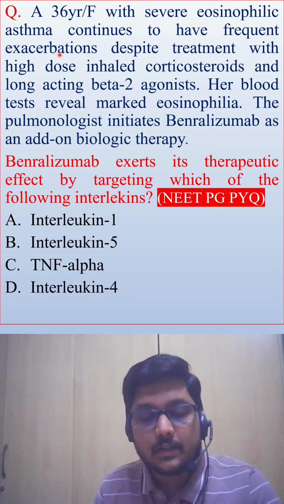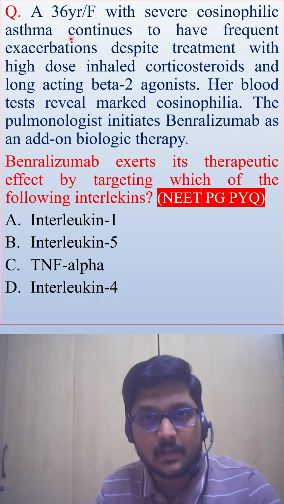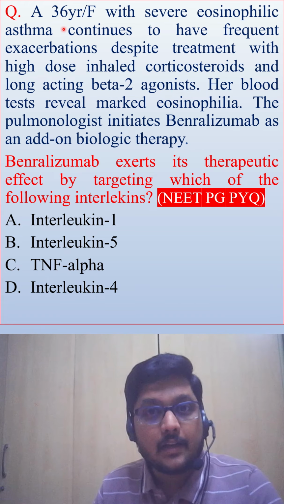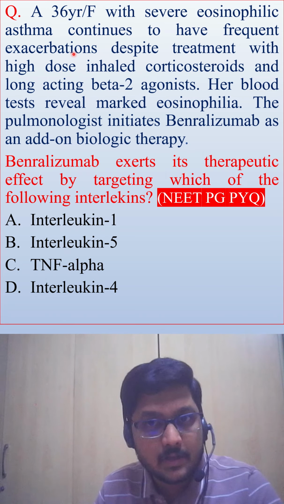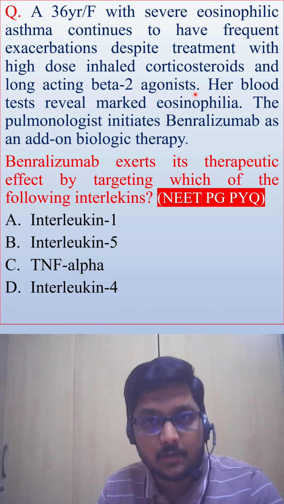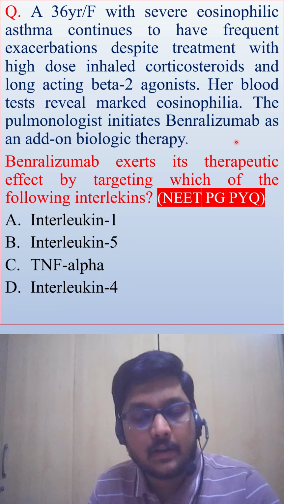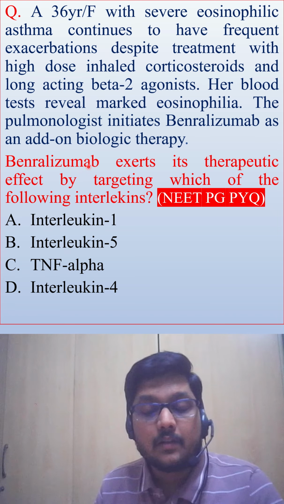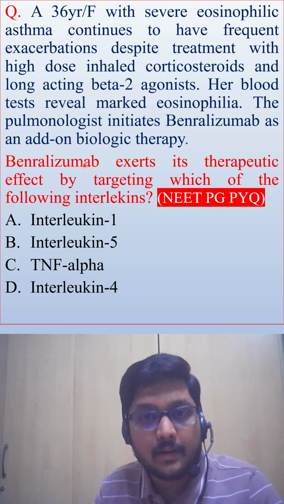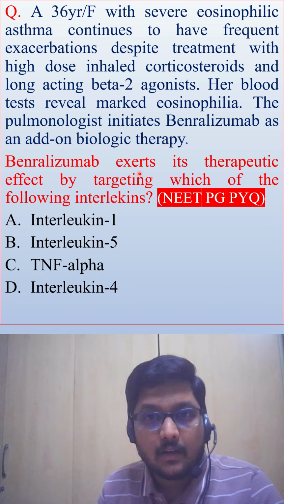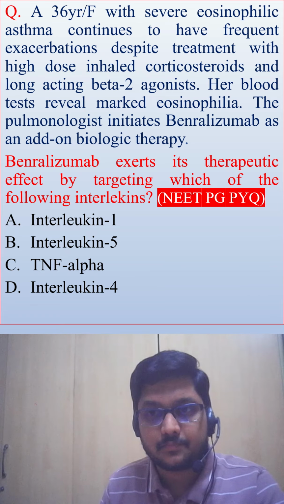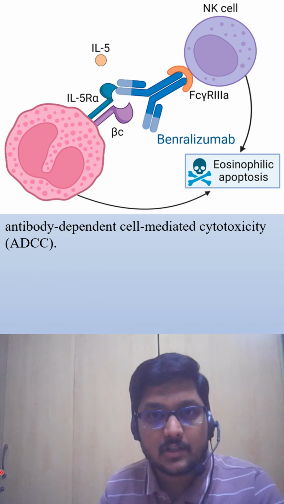Okay, so here the question is as follows, as per NEET PG previous year questions. A 36-year-old female with severe eosinophilic asthma continues to have frequent exacerbations despite treatment with high-dose inhaled corticosteroids and long-acting beta-2 agonists. Her blood tests reveal marked eosinophilia. The pulmonologist initiates benralizumab as an add-on therapy. So what is the mechanism of action of benralizumab with respect to the target? Here in this question they are asking you the target of benralizumab.